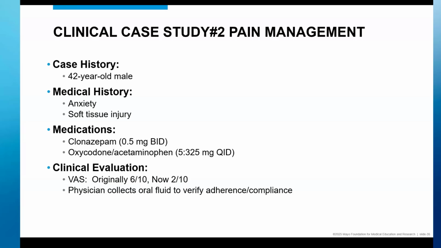Now, using the visual analog scale, this patient's pain, so their soft tissue injury, seems to be a little bit controlled. It was originally 6 out of 10, and now it's less intense at 2 out of 10. And so this physician says, I'm going to use the oral fluid test to verify adherence or compliance to those medications, that clonazepam and that oxycodone.